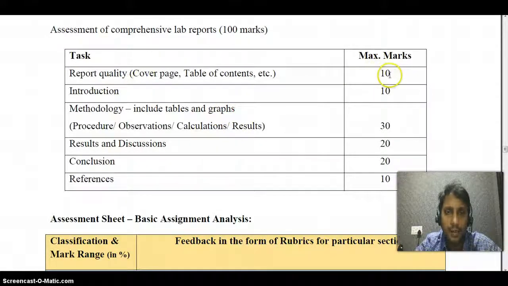You can see the report quality is 10 marks, introduction 10 marks, methodology 30 marks. There are some changes, please note it down. This is not according to the previous one which I have given to you. I have made some changes. 10, 20, 30, 40, 50, 60, 70, 80, 90 and 100.